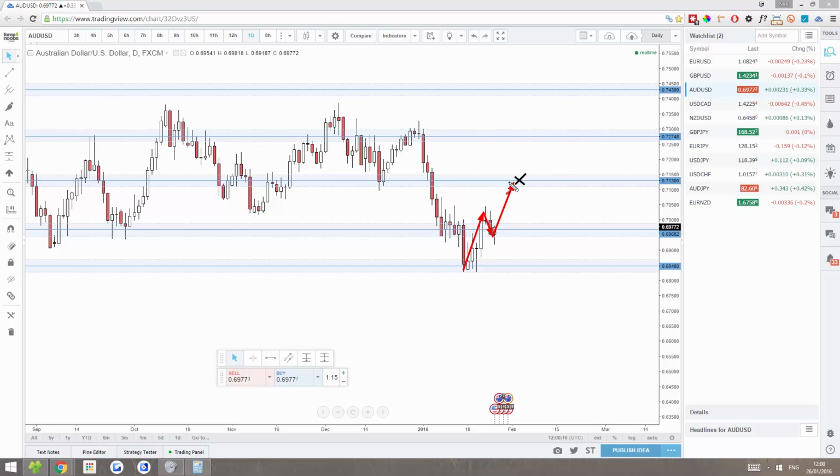Or, if it pushes up to here and then comes back down, I'll be looking to take a long trade here potentially. But right here, I don't really see any potential for a trade. I'm just going to let price develop and see what happens.